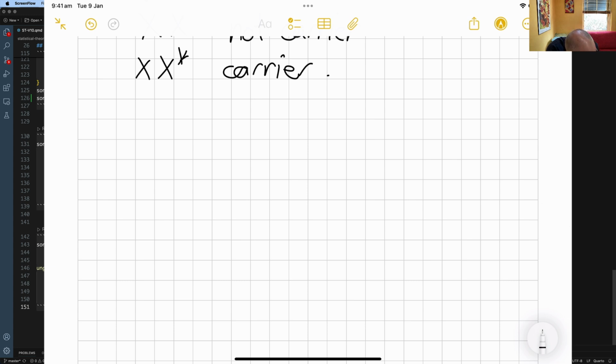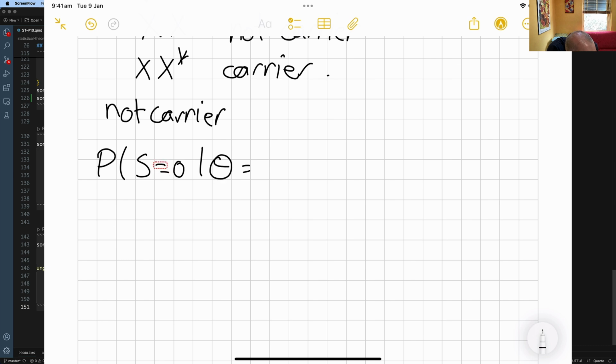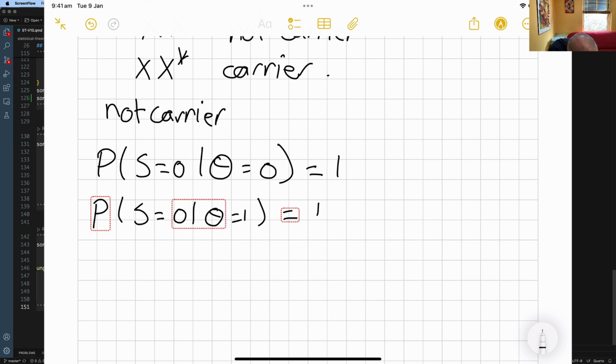Okay, so let's think about the scenarios. First of all, let's consider the case that she's not a carrier. In that case, we say S is the number of sons who are haemophiliacs. The probability that none of them are haemophiliac, the first 2, given theta equals 0, is equal to 1, because she can't pass on a haemophiliac gene. So absolutely. If she's a carrier, the probability that S equals 0, given theta equals 1, is going to be a half times a half, which is a quarter.